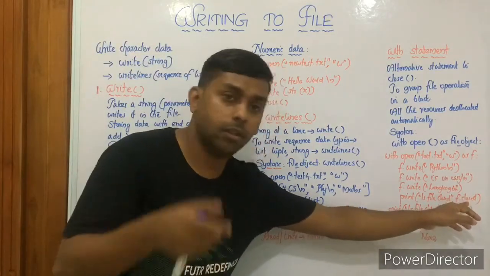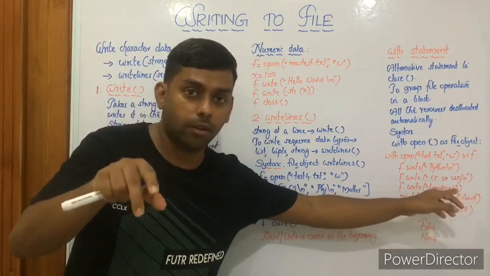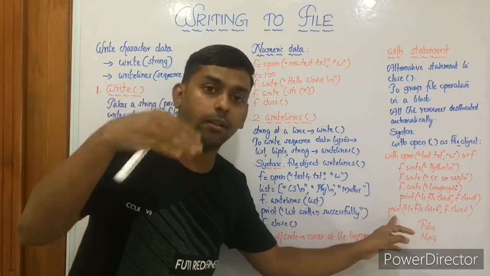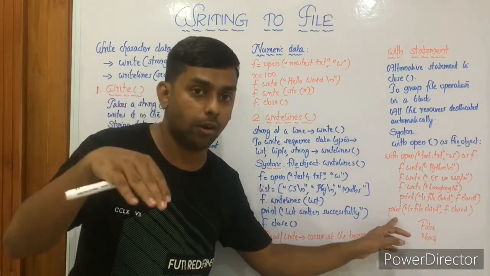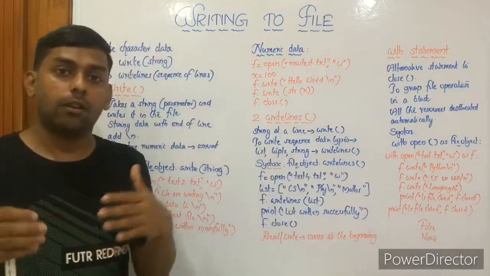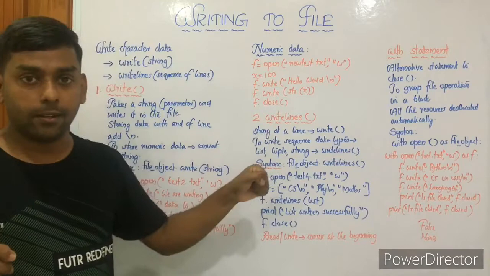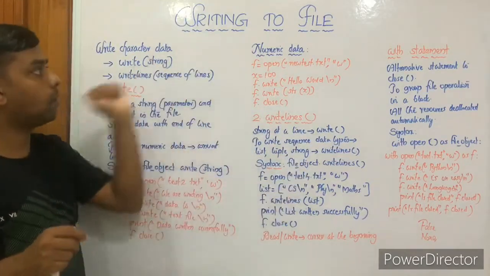The first f dot closed is false because we are still in the block. The file is not yet closed. But the second, we have added the print function outside the block. That means we have moved out of the block. The file is closed. That's why it's none. Hope you understood it, right? Yes. So these are the topics.